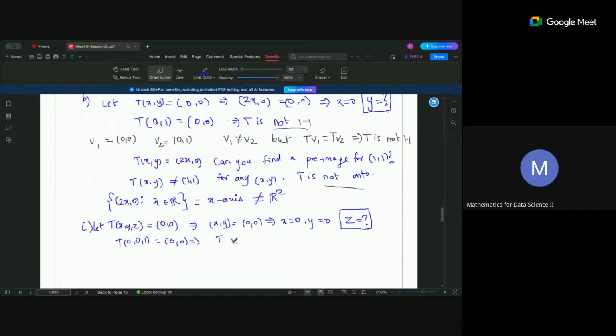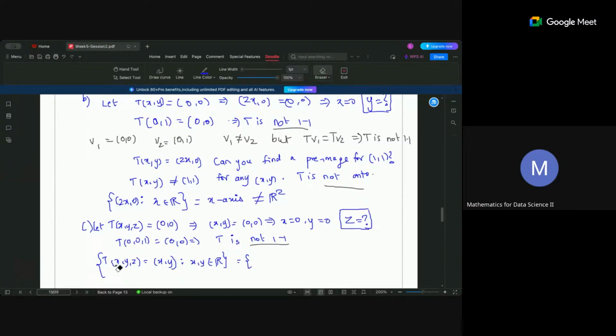So it means T is not 1 to 1. Okay, fine. What about the surjective part? So you have T of x comma y comma z equal to x comma y. So the set of all x comma y in R. So what is this set?